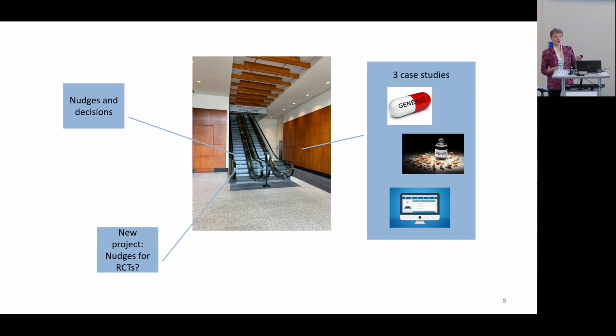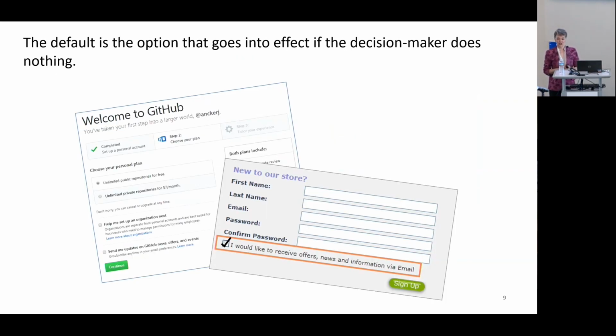So to start talking more broadly about nudges, let me introduce another concept here, which is the concept of the default. And the default is defined as the thing that happens if you do nothing. So if you do nothing with the lower option there, you get onto their mailing list. If you do nothing with the GitHub one, you do not get onto the mailing list.